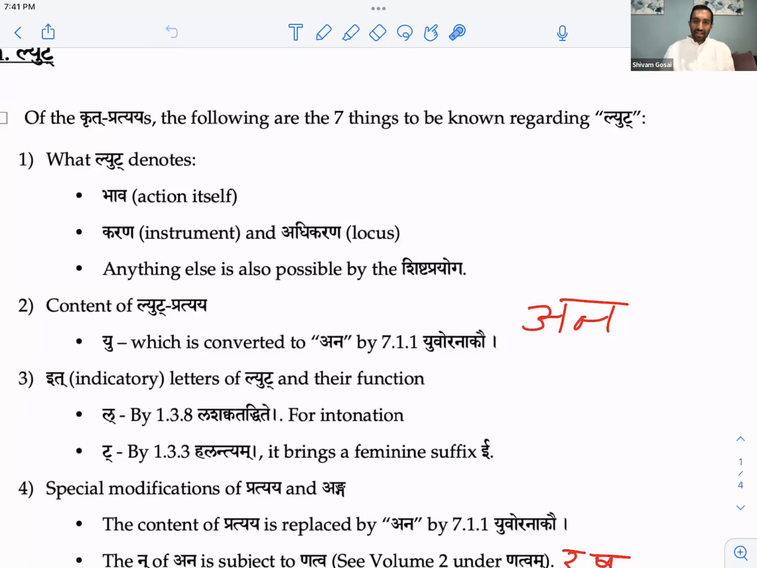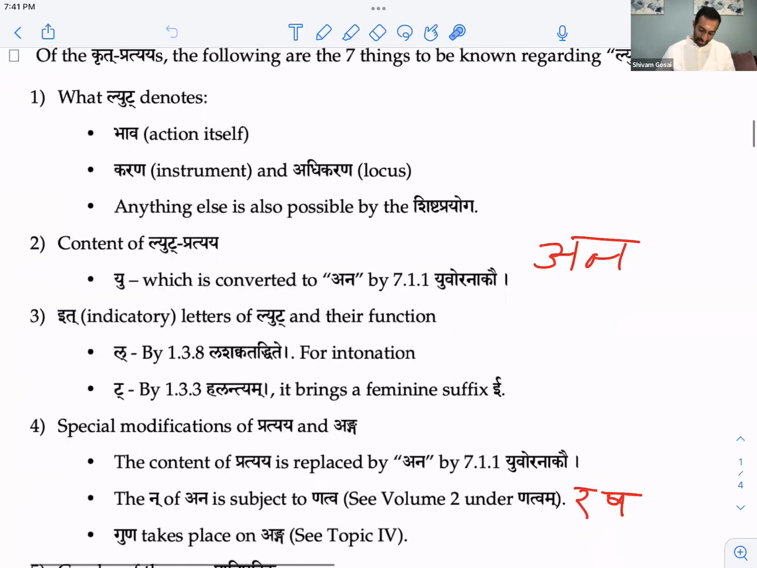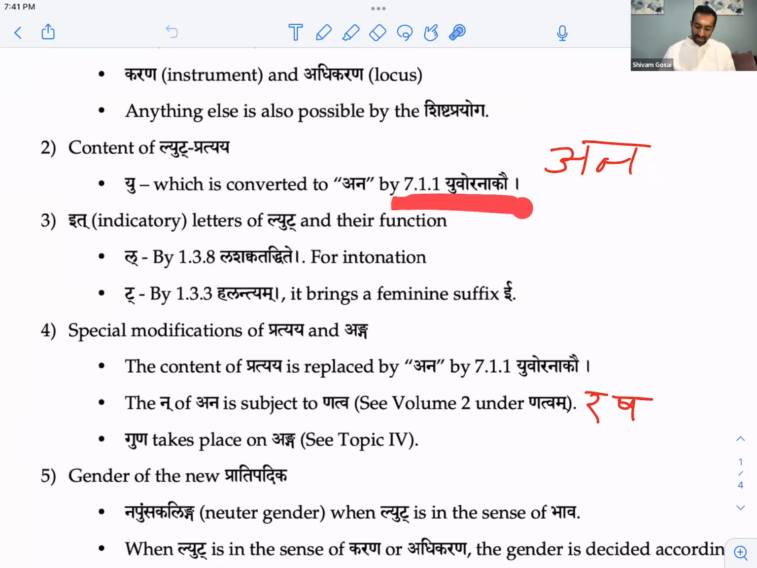There's no real reason. The word lyut comes in other places, but this lyut, when we're adding it to a dhatu, is converted to ana. Panini Muni said that. He says, yuvoho anako. So basically, you becomes ana.